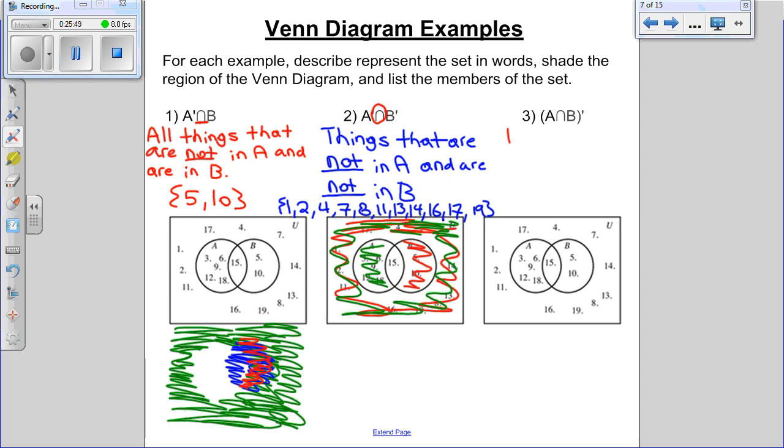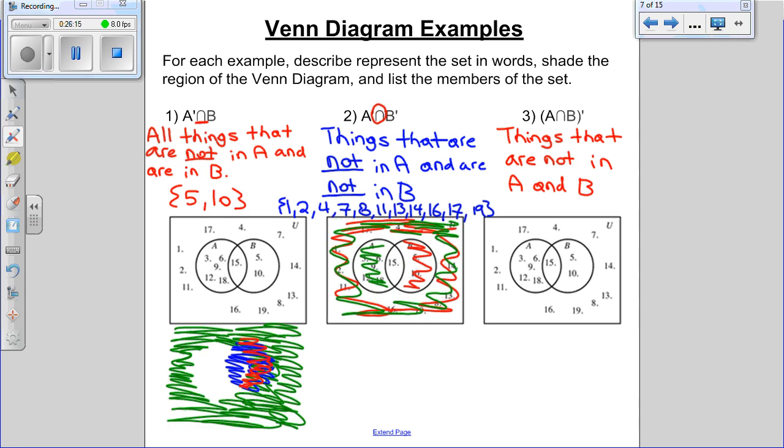Things that are not in A and B. So the things that are not in A and B. My job is to figure out what's inside the brackets first. So I'm going to take A and B, and I'm going to shade that region.